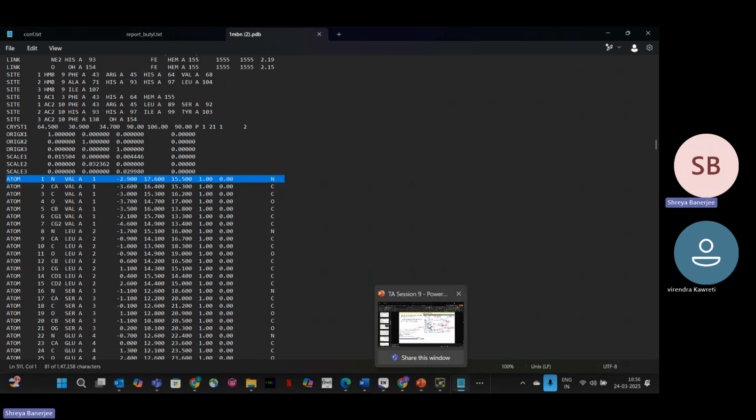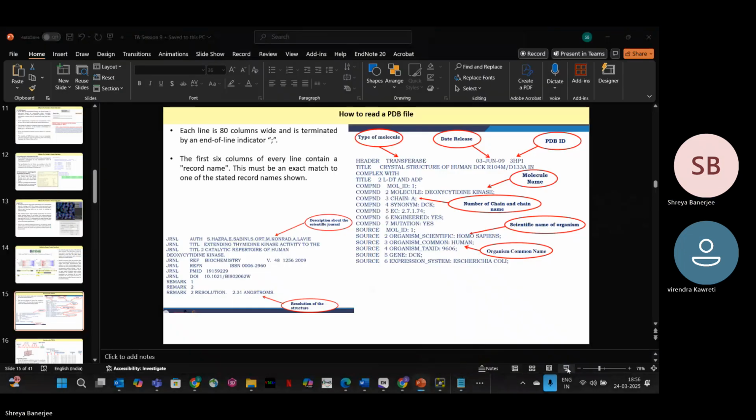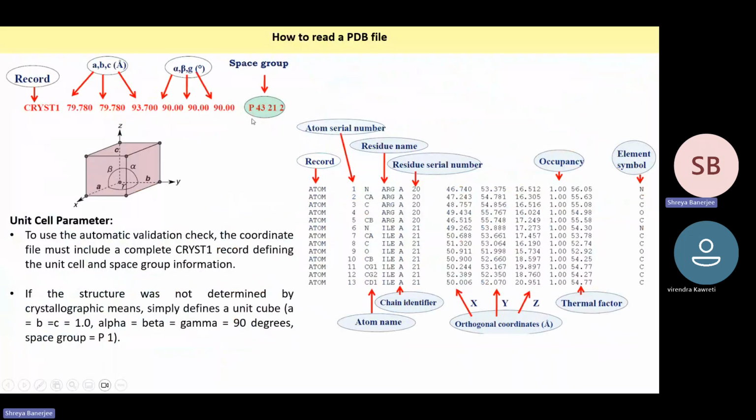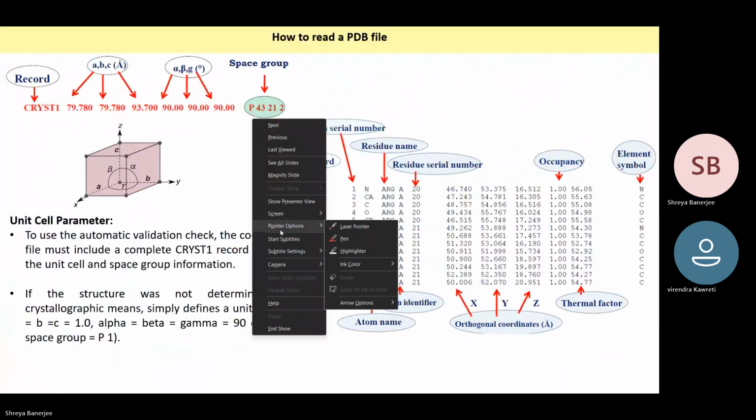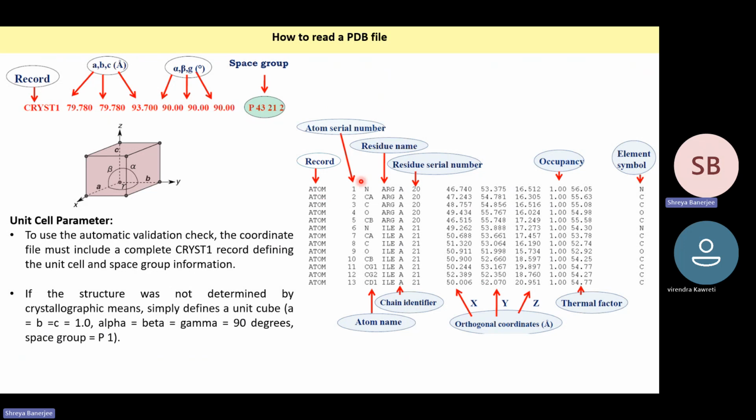So I'll just go to that slide. You can see atom, atom number. What is the atom? It is nitrogen. Then the 3-letter code of the amino acid to which the atom belongs. Then A means chain A. 20 means the residue serial number. So in the polypeptide chain, it is residue number 20. Then you have the X, Y, Z coordinates.